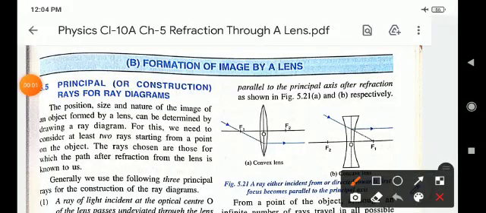Good morning once again. Welcome to the second part of the formation of image by a lens. Children, now I will discuss the principles or construction rules for ray diagrams.